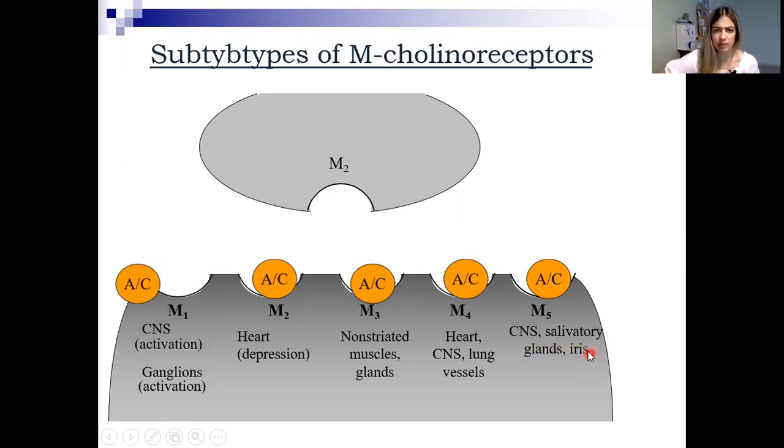Of course, guys, please don't think that there is only M5 here and only M2 here. No, not only. These are only examples. It doesn't mean that you cannot find the M1 receptors in the smooth muscles. No, it doesn't mean that. They can be located also there.